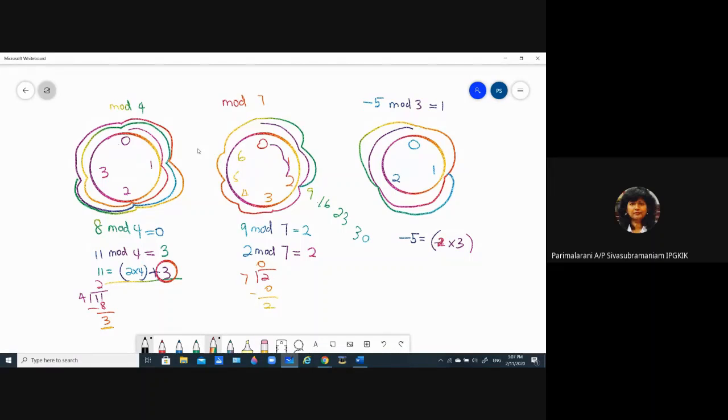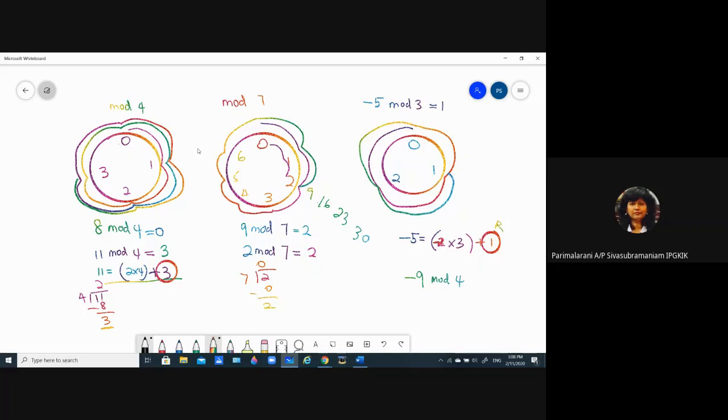So negative 2 times 3 is negative 6, but we want negative 5. So we must plus how many here? 1. Yes, plus 1 will give us negative 5. This is the remainder. We want our remainder to be positive. So negative 5 when divided by 3, or negative 5 mod 3, is equal to 1. What is negative 9 mod 4?